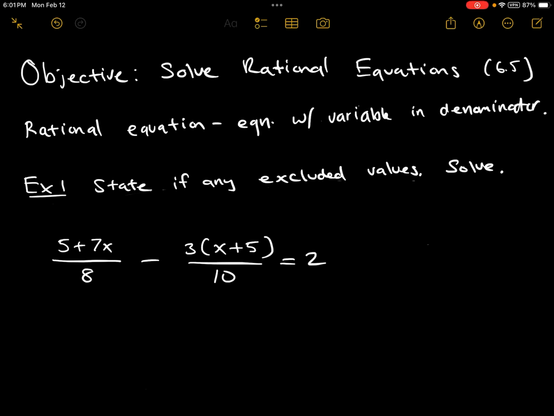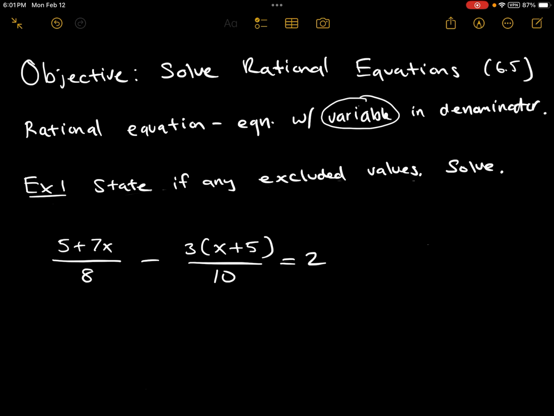Okay, so the objective in this lesson is to solve rational equations. This corresponds to 6.5 in your Math 3 textbook if you want to refer to the textbook and look at any further additional examples. All right, so first of all, what is a rational equation? I wrote over here that's an equation that has a variable in the denominator. Okay, so just because you have a fraction doesn't mean it's a rational equation, but the variable has to be in the denominator. Okay, so take a look at this first example.